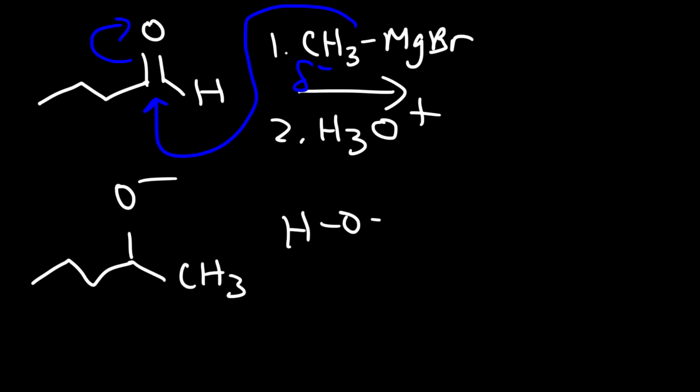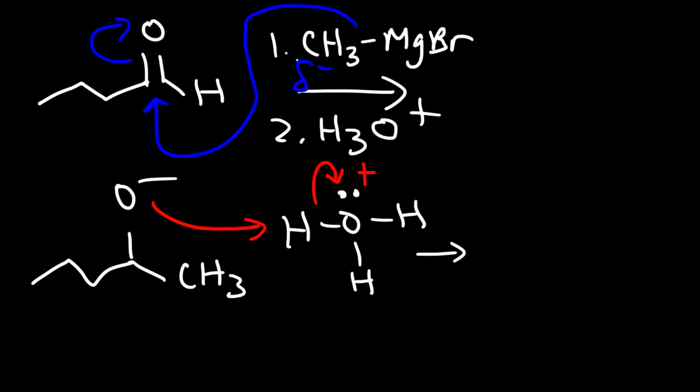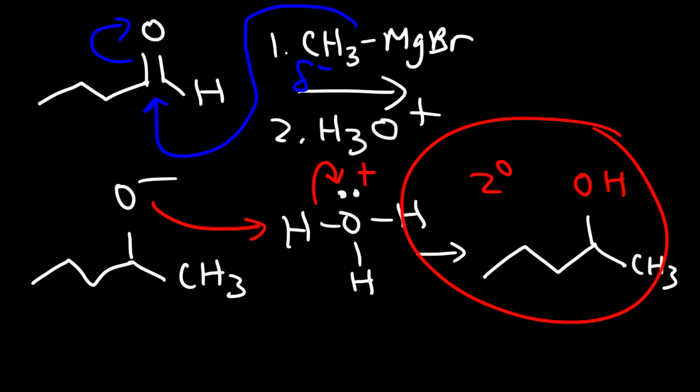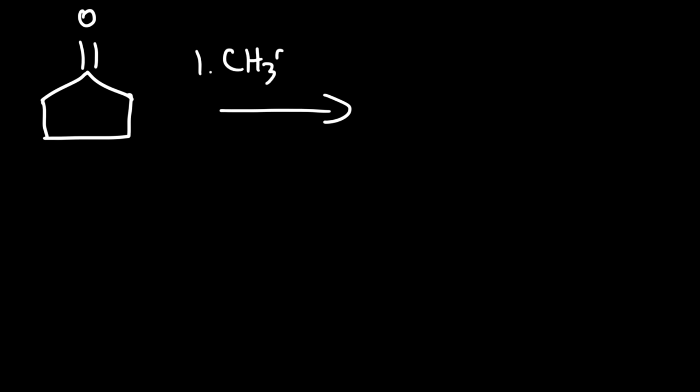And then in the next step, we can react it with H3O+. And so the Grignard reagent can convert an aldehyde or ketone into an alcohol. In the case of this aldehyde, we have a secondary alcohol. Now, what type of alcohol do you think we'll get if we react the Grignard reagent with a ketone? Well, let's find out. So let's say we have cyclopentanone, and we're going to react it with ethyl magnesium bromide followed by H3O+.